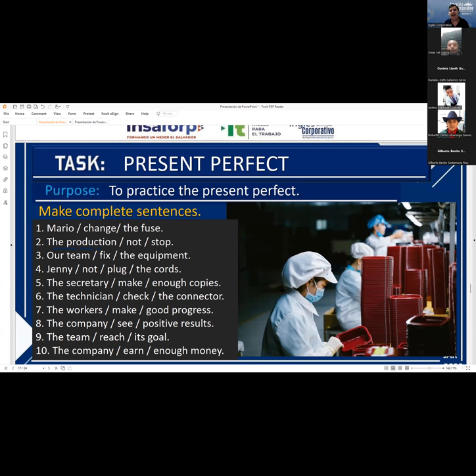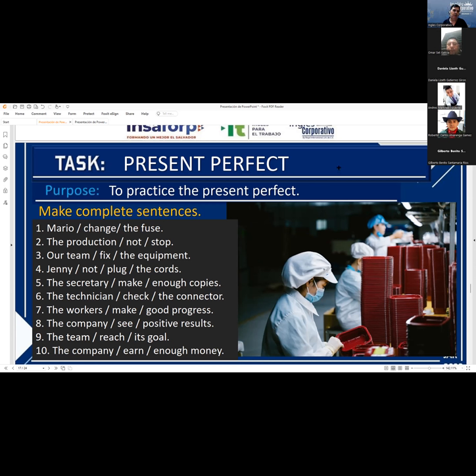The purpose is to practice present perfect. What's number one? I have made many containers many times. So these are tubs. I have made many tubs. Tubs.